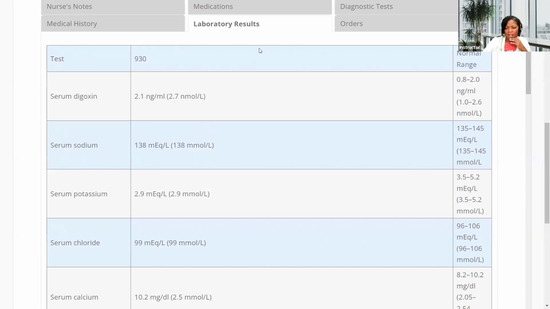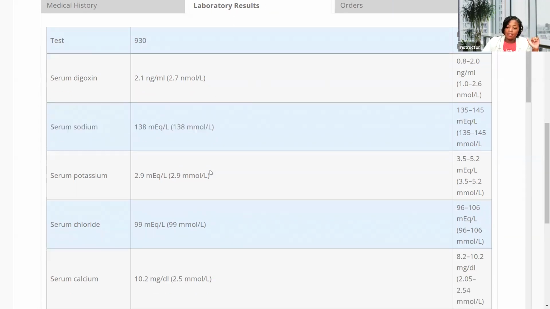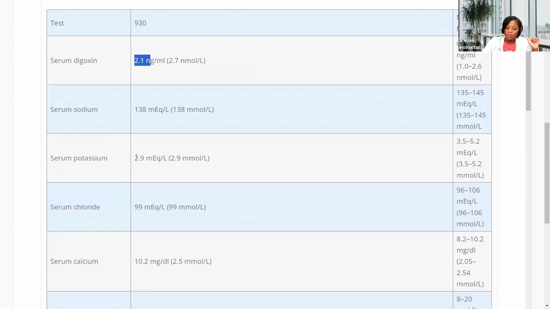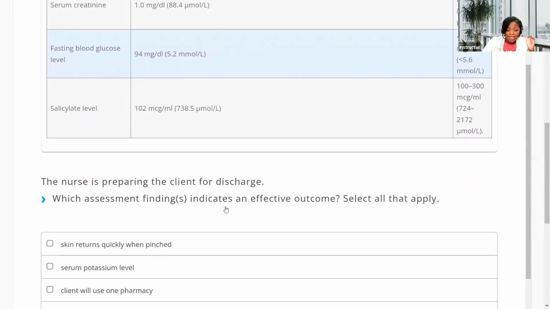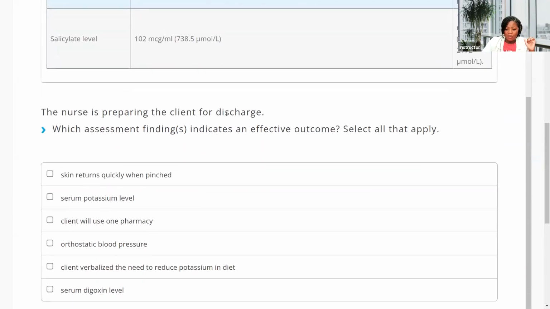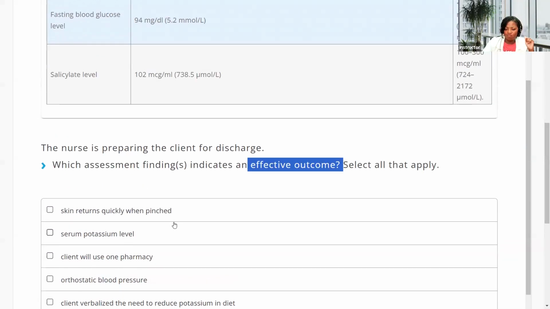It's still the same. And I thought it might have updated labs, but it's still kind of our same. However, okay, digoxin was 2.1, potassium 2.9. Okay, all right. So essentially, indicates an effective outcome. Serum potassium level, serum digoxin level.